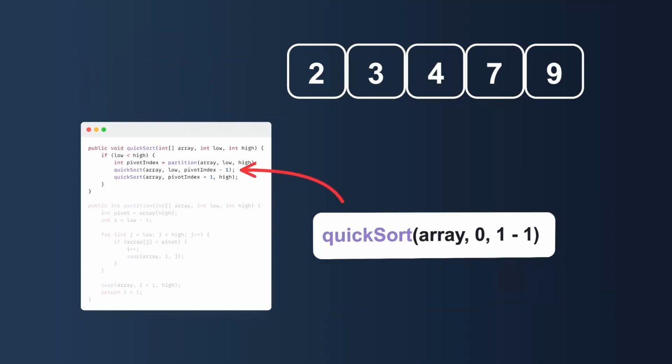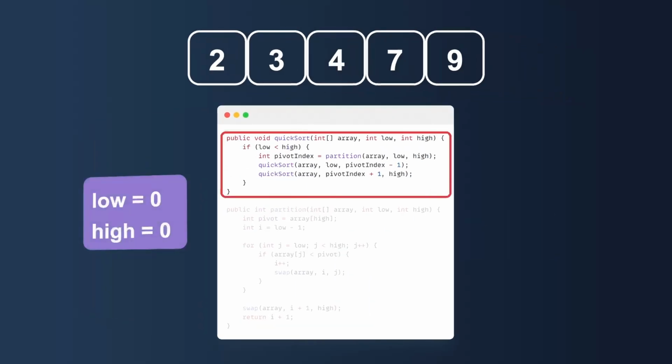Now we go down to the next quicksort, passing in the parameters array, 0 and 1 minus 1, which is just 0. Well, this time the low and the high are both 0, and 0 is not less than 0, which means we are done with this recursive call.